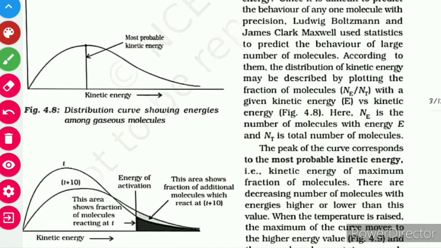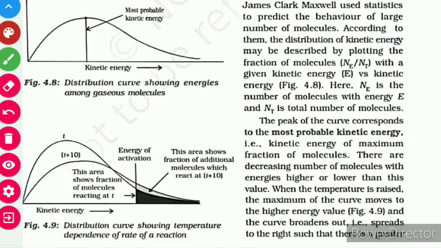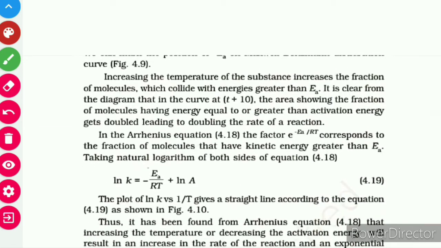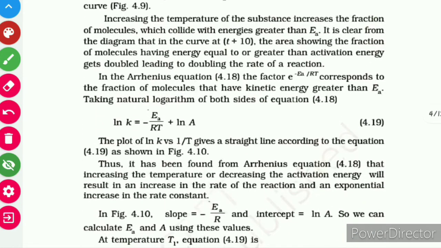When the temperature rises by 10 degrees, the graph flattens forward and shows an increased area for energies at or above the energy of activation, the higher energy needed for reaction. Increasing the temperature of a substance increases the fraction of molecules which collide with energy greater than EA. It is clear from the diagram that for the curve T plus 10, the area showing the fraction of molecules having energy equal to or greater than activation energy gets doubled, leading to doubling the rate of reaction.